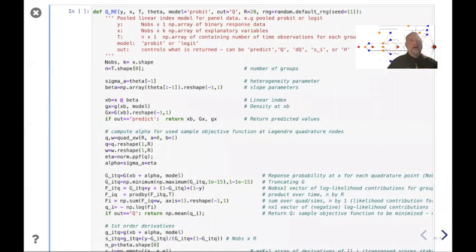And here's how you actually do that for our implementation of the random effects model.